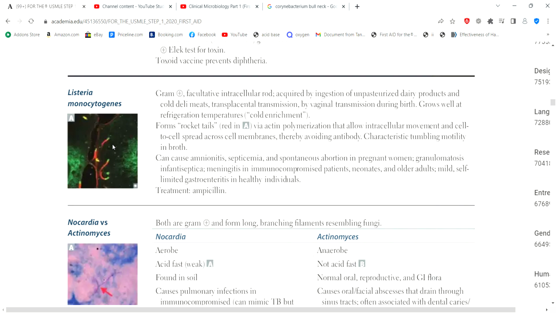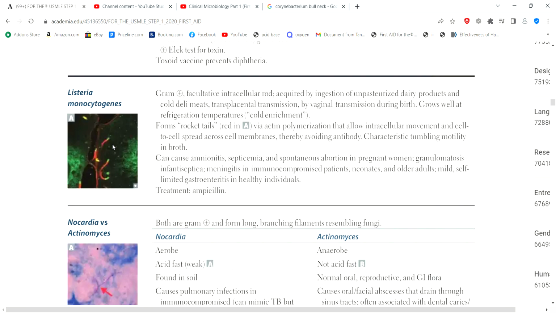And the red part of the Listeria is the tail, and the tail is made up of actin, which allows the Listeria to move from cell to cell. Remember actin, okay?